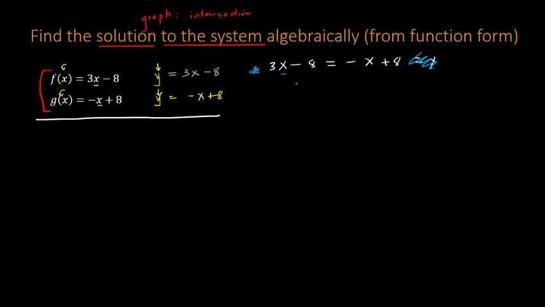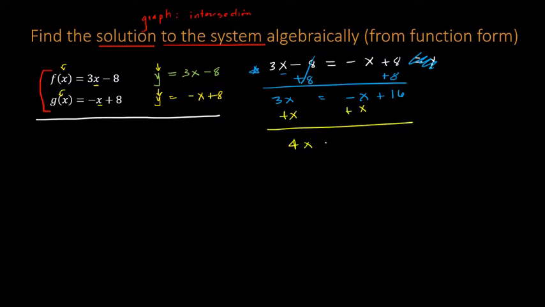So I've got 3x minus 8 equals negative x plus 8, and I'll use algebra to solve. I'm going to choose to do this first by adding 8 to both sides of my equation. I end up with 3x equals negative x plus 16. Now I will add x to both sides of my equation, and I get 4x equals 16. Finally, I will isolate x by dividing both sides of my equation by 4. I get x equals 4.